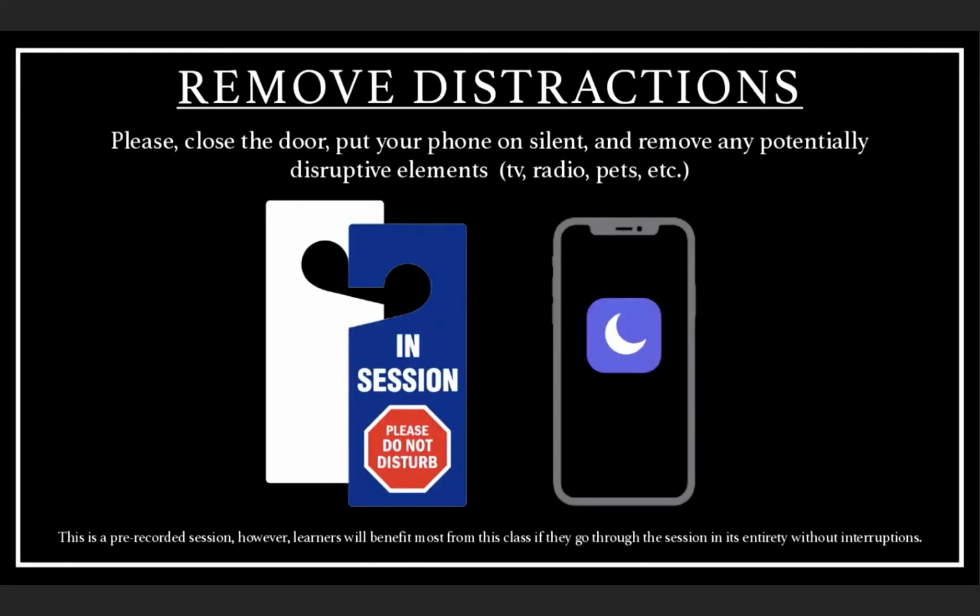Before we really jump in, please take the time now to close the door and to put your phone away and on silent. And then just remove any potential distractions for the duration of the session. And I want you to also go ahead and just take a deep breath just to reset before we begin.